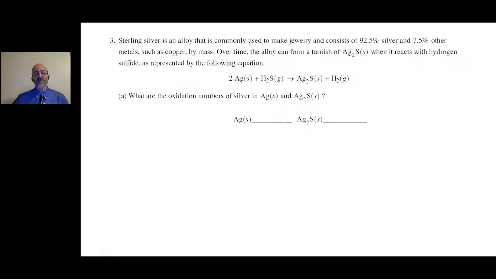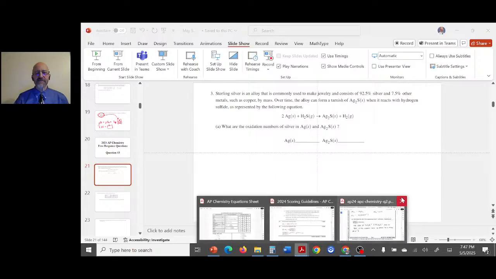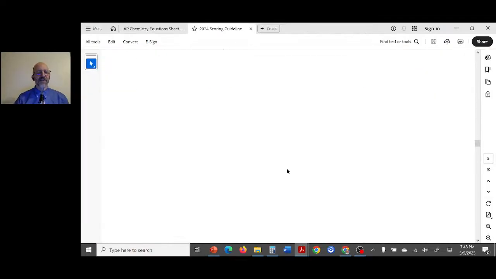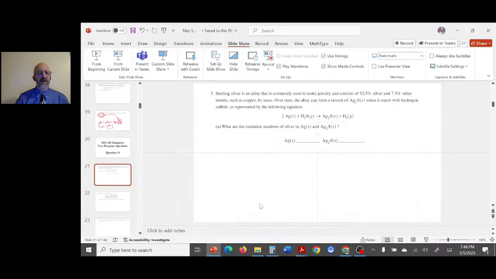So it's going to be 0 for an element, and it's going to be positive something for the silver as a metallic ion. If you don't know the charge on silver because of the periodic table, that's okay. Charge on sulfur should be -2 based on its location, and we have 2 silvers for every 1 sulfur. So we're looking for 0 and +1. Let me go back to my scoring guidelines. I'm going to close this document and keep this one open. All right, scoring guidelines say that the oxidation number of silver should be 0 and +1. All right, next part.